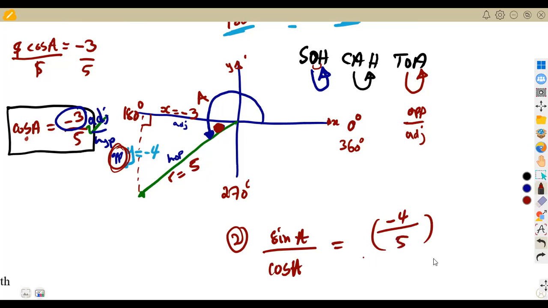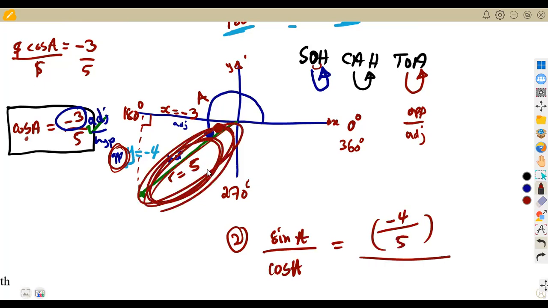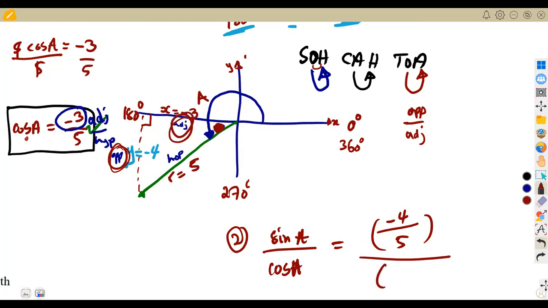The hypotenuse is always positive, it does not matter whether you have it down here or on top. Then we move on to the cos of A, which is adjacent over the hypotenuse. This is our adjacent, which is -3, over the hypotenuse, which is 5.